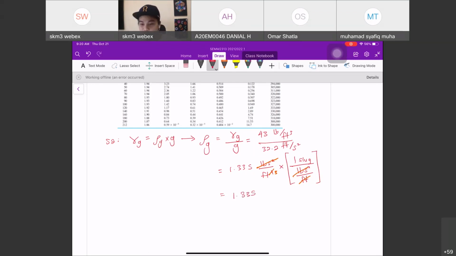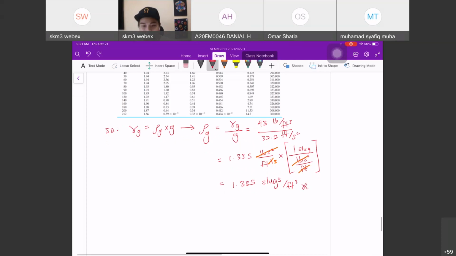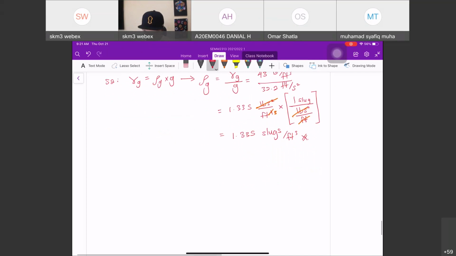But this is the nice one. You can see the shortest version: slug over feet cube. That is the final answer. Easy, everyone? Okay, we go to step number 2.